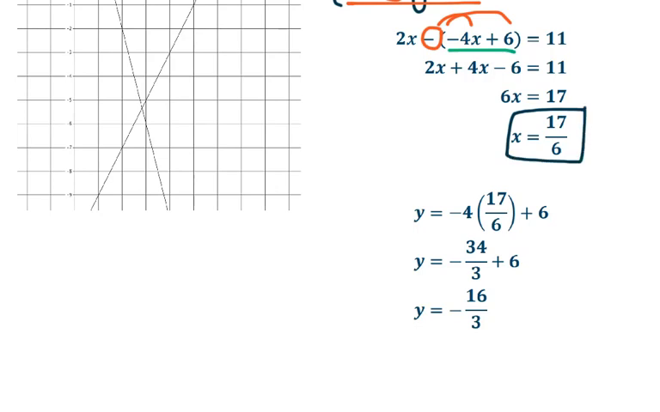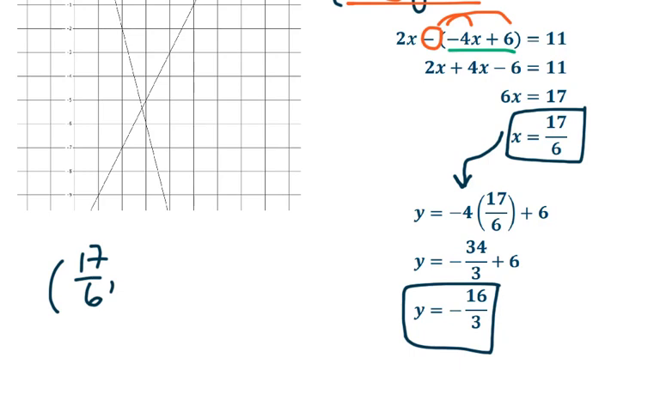I'm going to substitute that into either of my original equations. Probably best to substitute into the one that's already set up to help you find y equals. When we do that and work through the math, we're going to get y equals negative 16/3. I'm going to take these two values now and write them as an ordered pair. So we have 17/6, comma, negative 16/3.